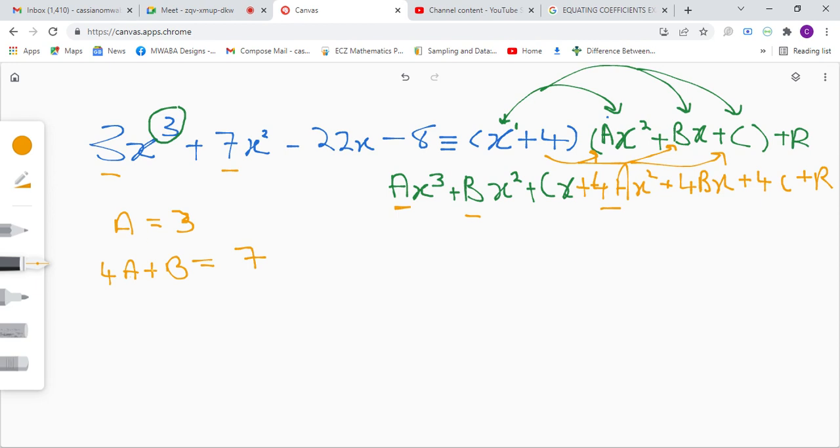Right? So we're going to substitute a for 3 in the equation. So say 4 times 3 plus b equals 7. Okay, so 4 times 3, that is 12. So 12 plus b equals 7. Right? So we take the 12 to the other side. We're going to say 7 minus 12. And 7 minus 12 gives us negative 5. So b equals negative 5.